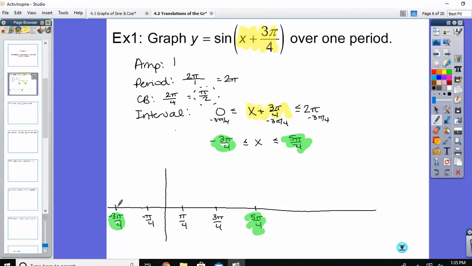Sine starts at its 0. My amplitude is 1, so my high point will be at 1. Low point at negative 1. So we have 0 up to 1. Don't be mistaken and think you have to put a point on the x-axis. My next x value is at pi over 4. Go down and back up. So it should look something like that.